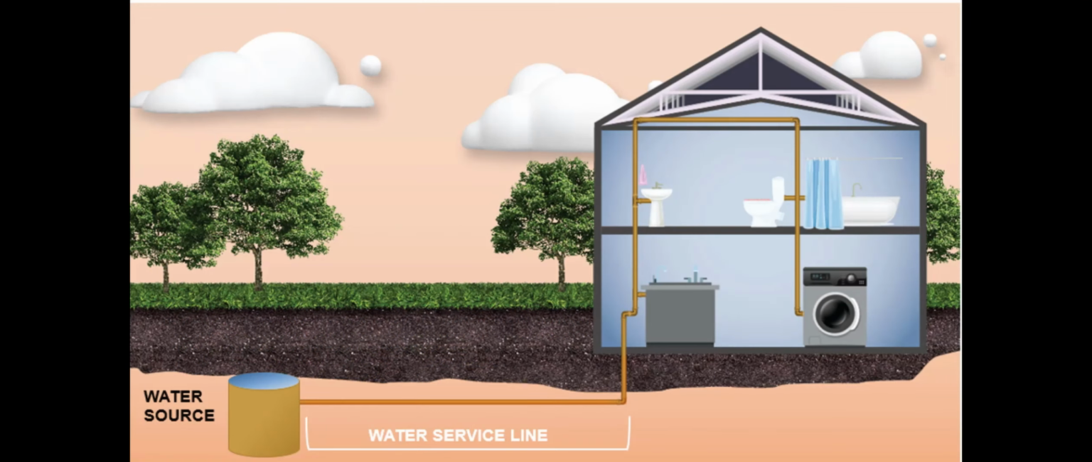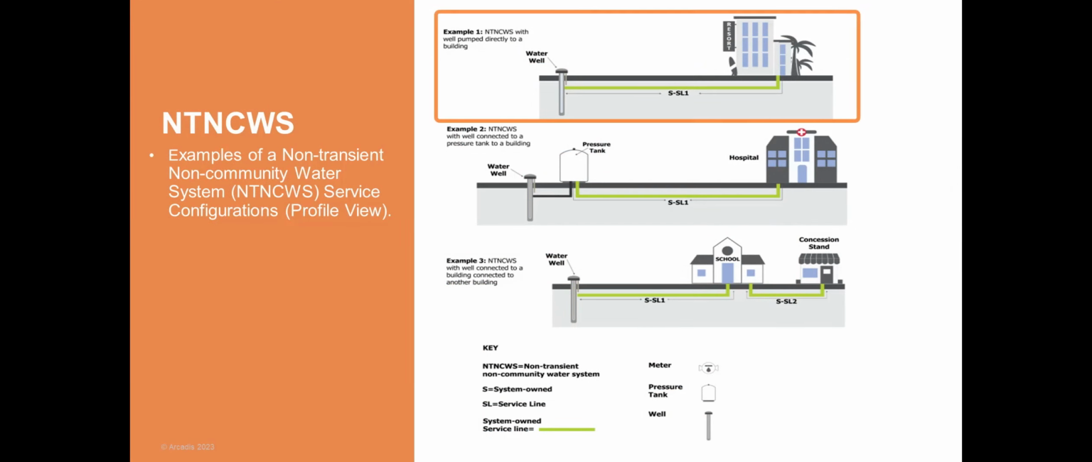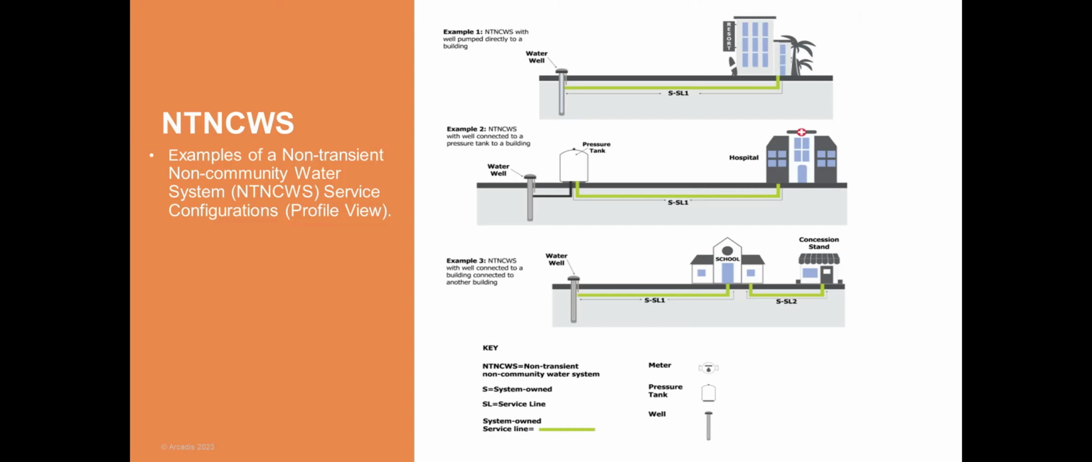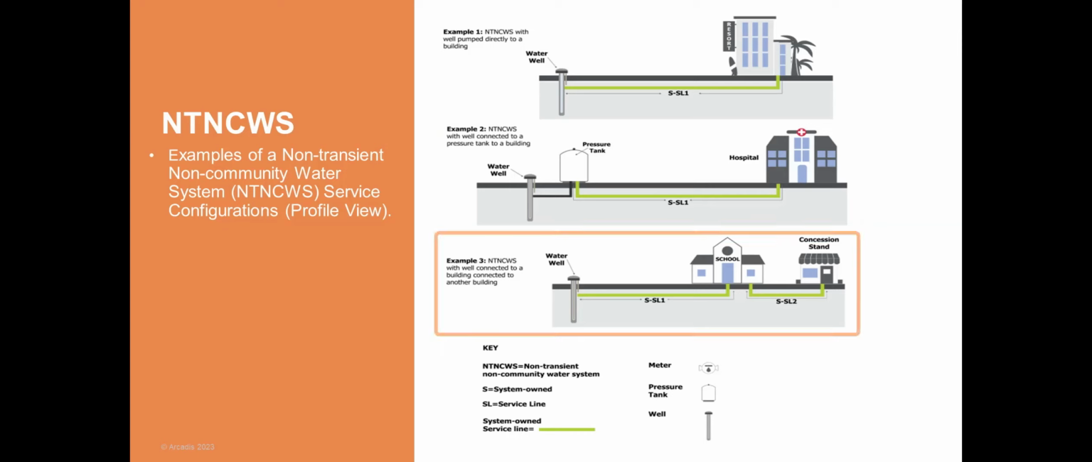A service line is a pipe that connects a property or building to a water system or source. Service lines can be made of various materials, such as lead, copper, galvanized iron, or plastic. There is no split in ownership for the non-transient, non-community water systems. In this image, you can also see some examples of a non-transient, non-community water system, or NTNCWS, service configuration.